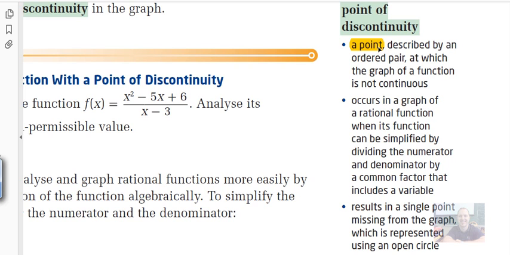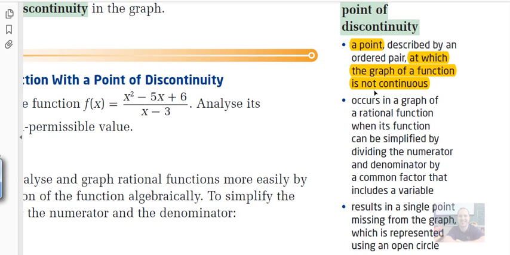So it is a point, or you could even say, if we're going to omit this ordered pair thing, you could say it's an x value at which the graph is not continuous. A point at which the graph is not continuous. That means that it doesn't go all the way through that point. It jumps over that point, or it skips that point. It's one special restriction in the domain, really.